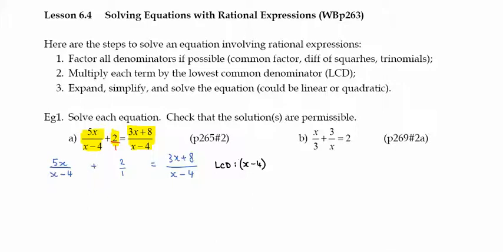If this is the LCD, instead of making everything have the same denominator, this time I want to remove the denominator for each of them. And I can do that by multiplying each of them by the LCD. I'll times it by x minus 4, I'll times it by x minus 4, and I'll times it by x minus 4. I will only multiply the LCD to the numerator for each term.